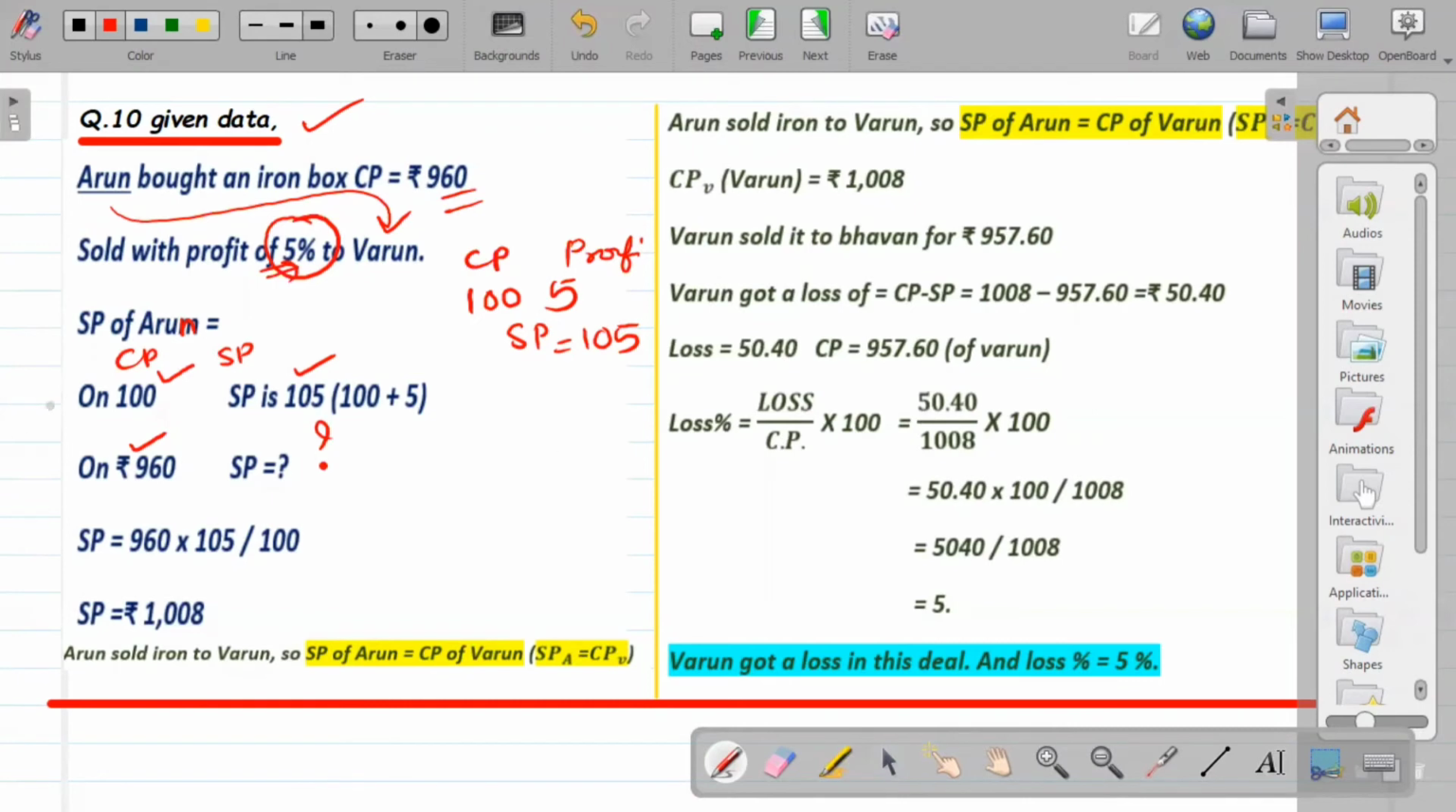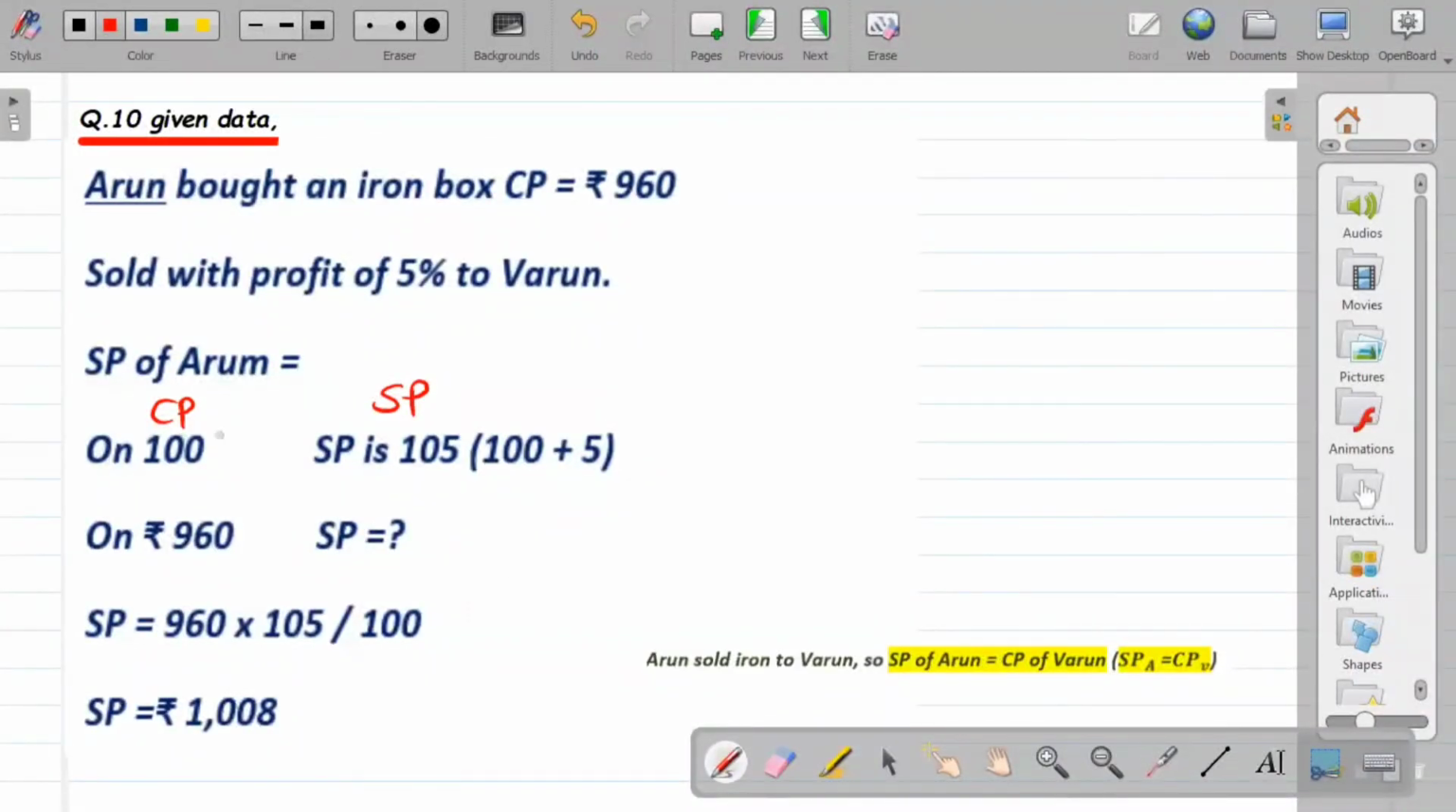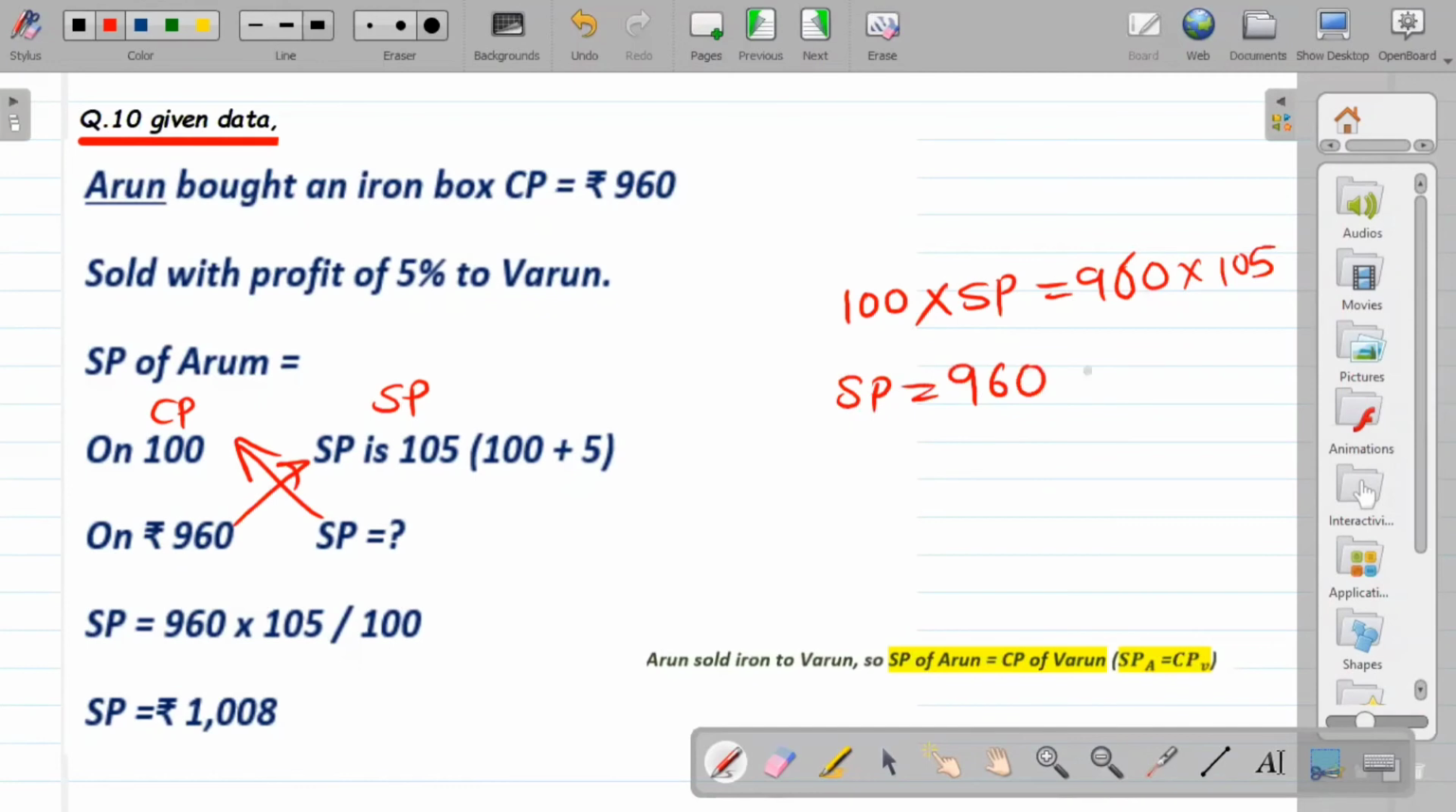So now we got the correct relation between these two quantities. Then let's just have the cross multiplication. So on 100 rupees, SP is 105. Now on 960 rupees, what will be my SP? That I need to calculate. So I can do the cross multiplication. That is 100 multiplied by SP is equal to 960 multiplied by 105. Now, SP is equal to 960 multiplied by 105 divided by 100.